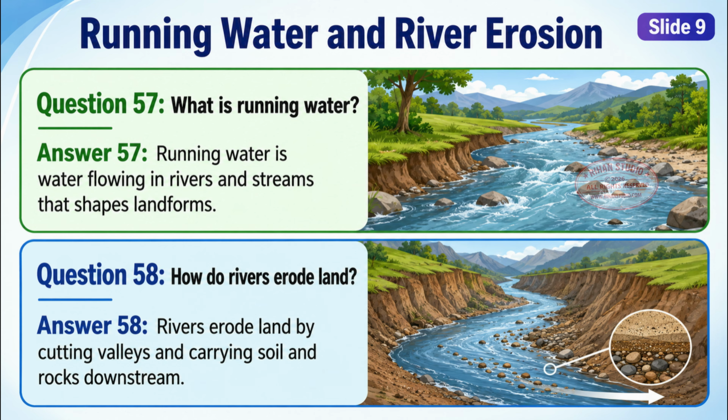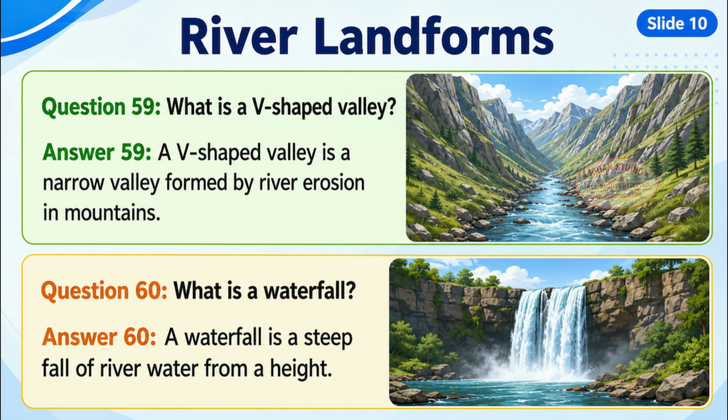Question 58. How do rivers erode land? Answer 58. Rivers erode land by cutting valleys and carrying soil and rocks downstream. Question 59. What is a V-shaped valley? Answer 59. A V-shaped valley is a narrow valley formed by river erosion in mountains.